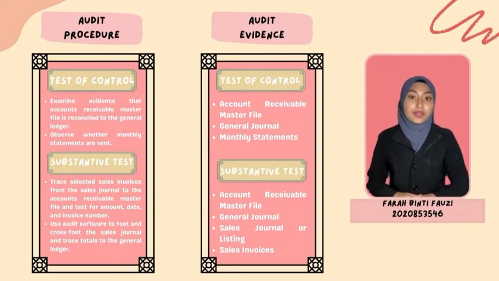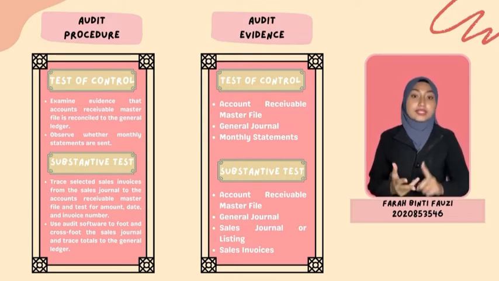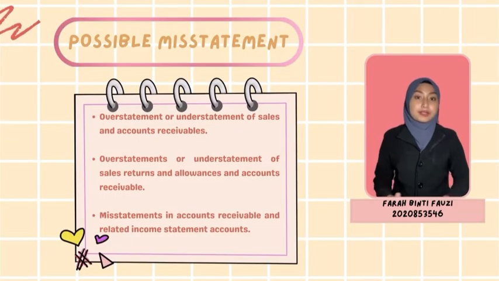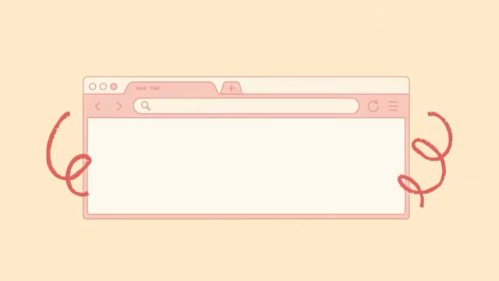Next, the audit evidence of the test of control are account receivable master file, general journal, and monthly statements. Meanwhile, for the substantive test are account receivable master file, general journal, sales journal or listing, and sales invoices. The possible misstatements that the company might make are overstatement or understatement of sales and accounts receivable, overstatement or understatement of sales return and allowances and accounts receivable, and misstatements in accounts receivable and related income statement accounts.